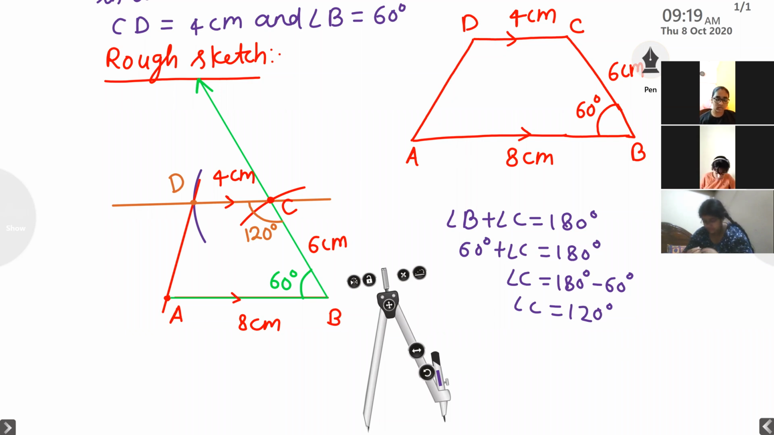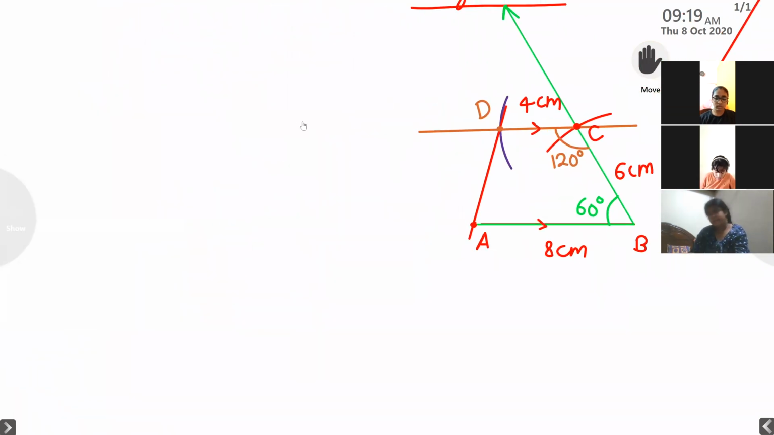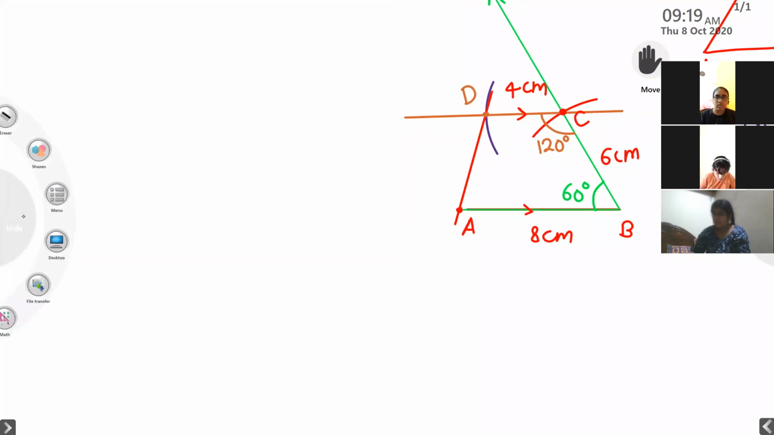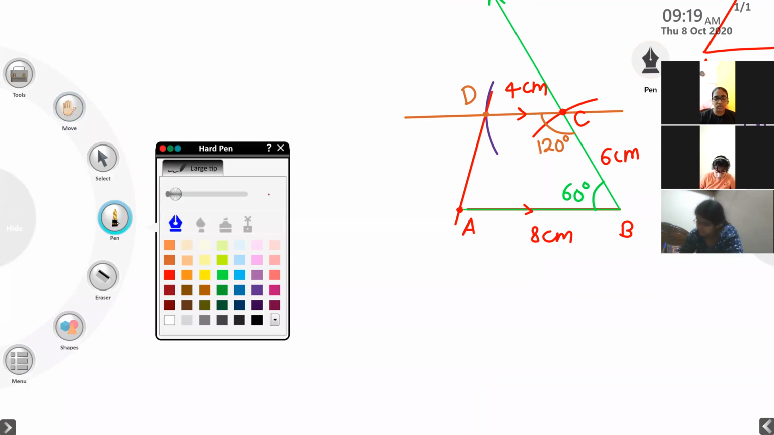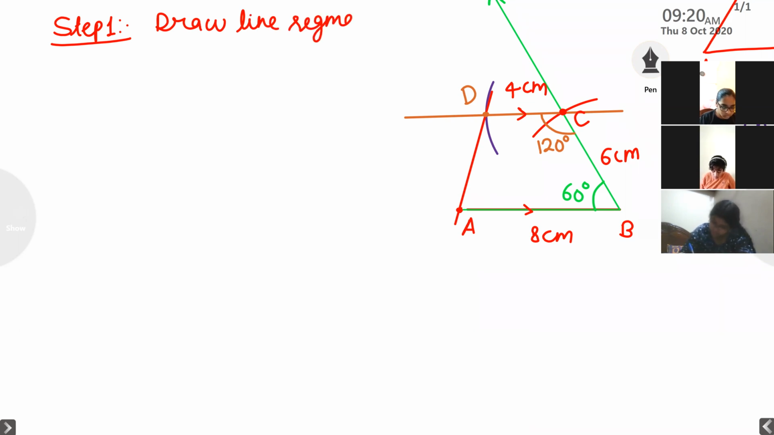Write down steps. Step 1. Draw line segment AB is equal to 8 centimeter. Step 2.